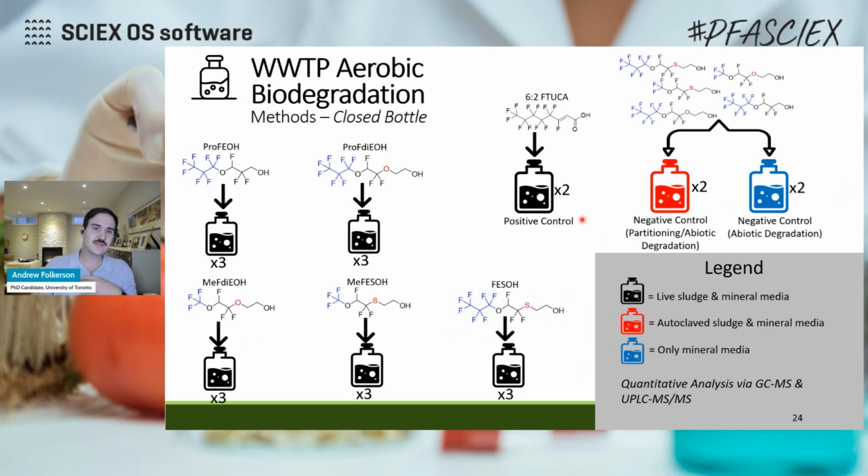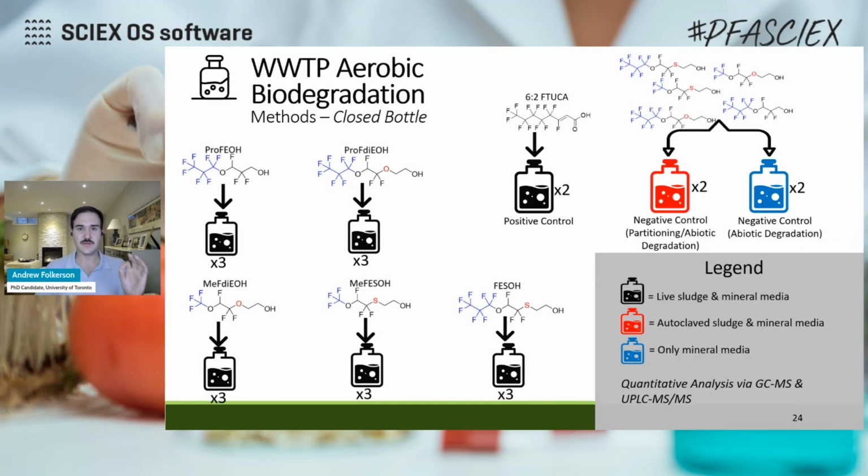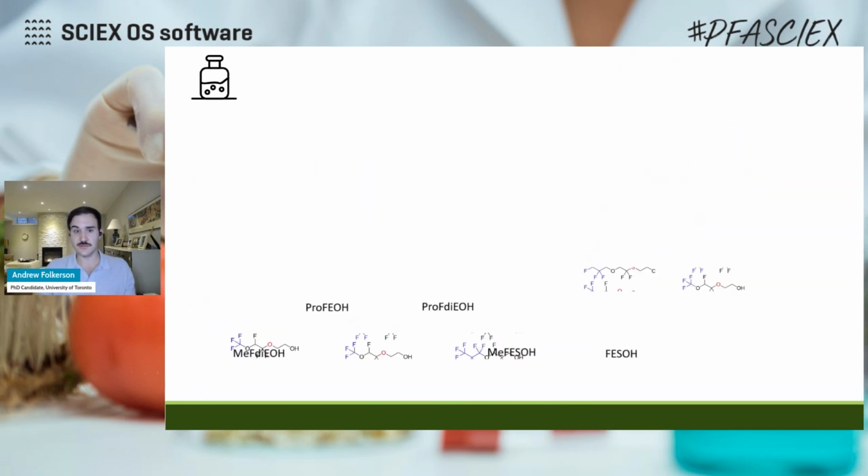As good analytical chemists, we have our positive controls, which were interestingly mentioned earlier, these FTUCAs. They react quite fast, but it's well documented how fast they do react, and they are acted upon by these microbes. So it's a good positive control to make sure those little bugs are happy. In addition, some abiotic degradation, so just water. Are these breaking down by just putting them in the minerals themselves, or are they partitioning into the sludge, and so we're losing it that way? We just want to be very, very thorough with any losses we observe.